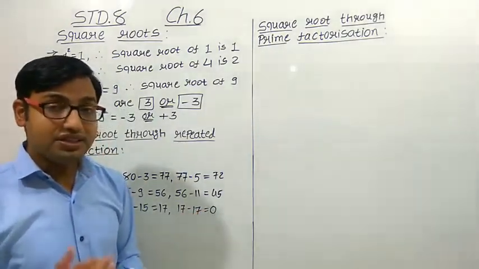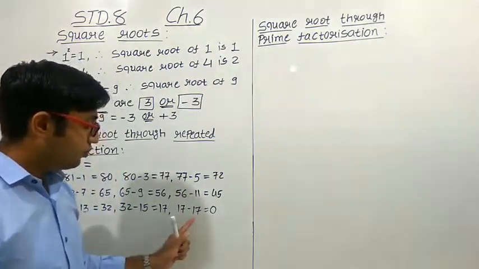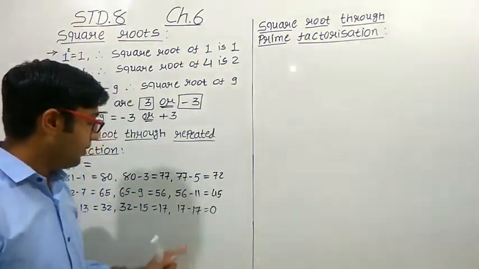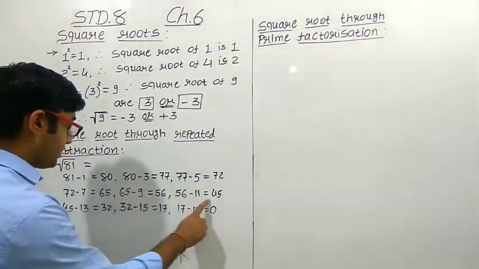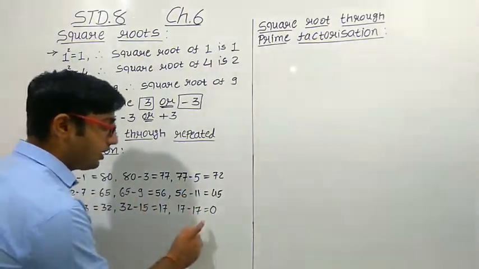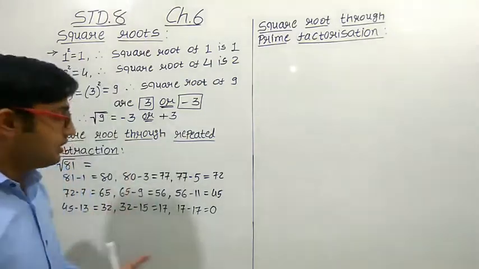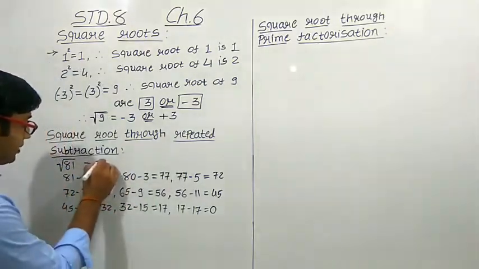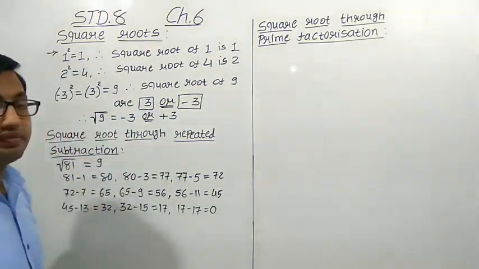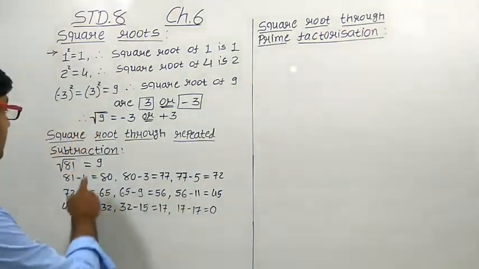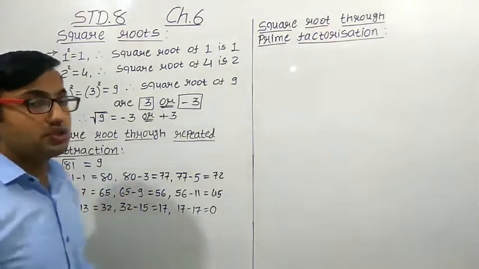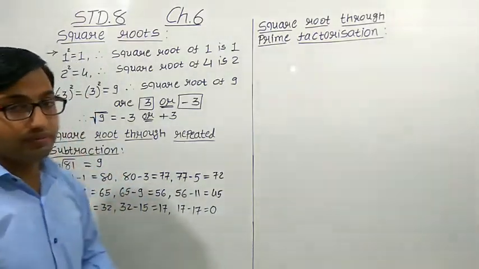So see how many steps we applied to get the 0. First, second, third, fourth, fifth, sixth, seventh, eighth and ninth. 9 steps means the square root of 81 is 9. Understand? This method is called the repeated subtraction method to find the square root.